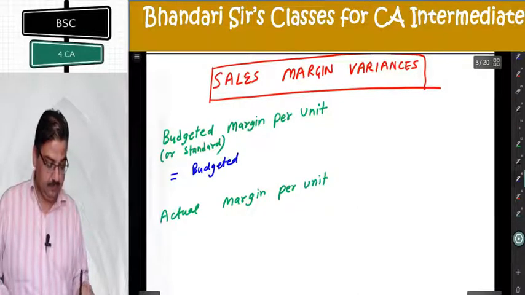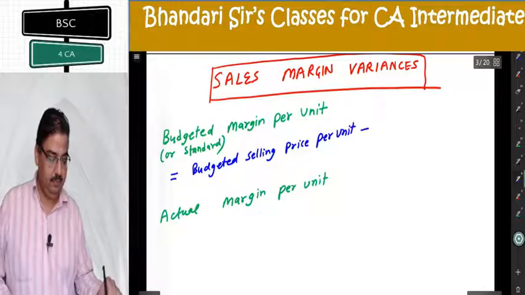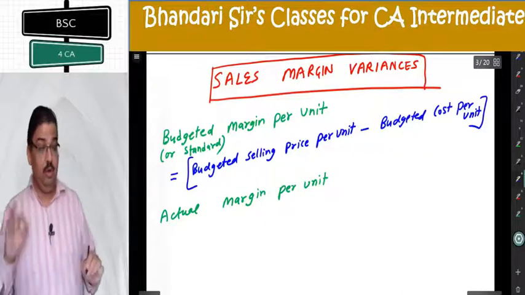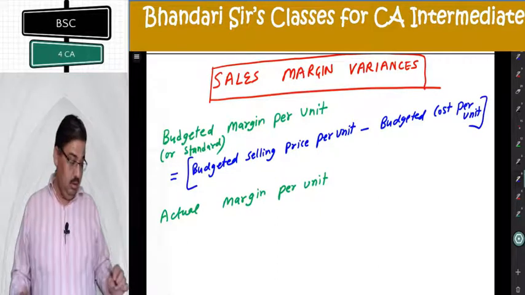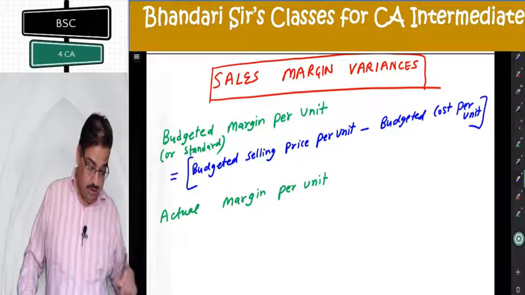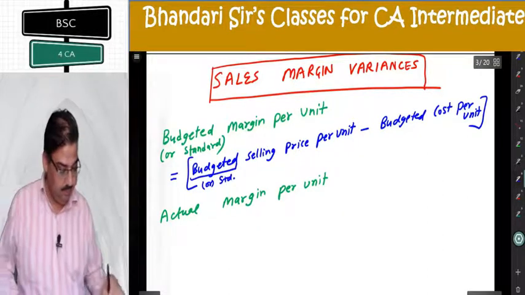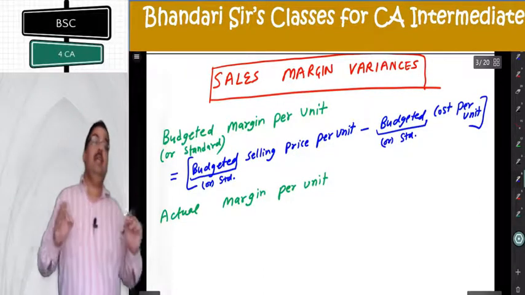Budgeted selling price per unit minus budgeted cost per unit. So in order to apply margin variances, I surely want budgeted cost per unit. Instead of budgeted, the word standard can always be written, or standard. Now this is easily guessable.